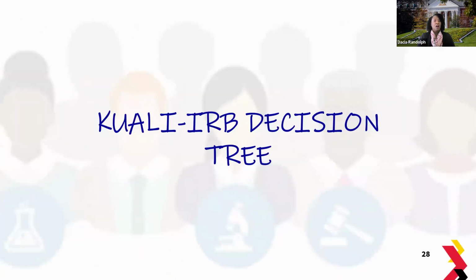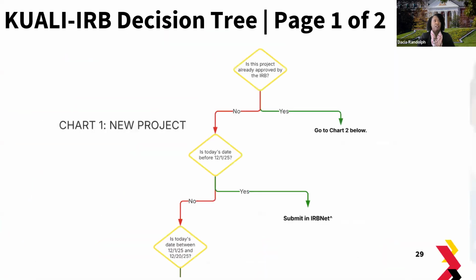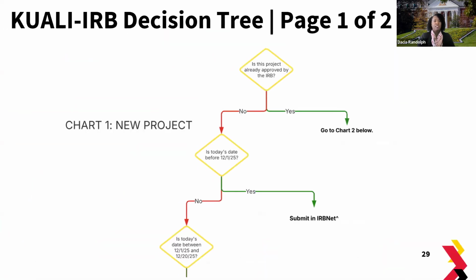All right, another document I wanted to share that the IRB office has presented is the Kuali-IRB decision tree. This will help you decide what you need to do, when you need to do it, and who you need to submit it to in terms of IRBNet versus Kuali-IRB.